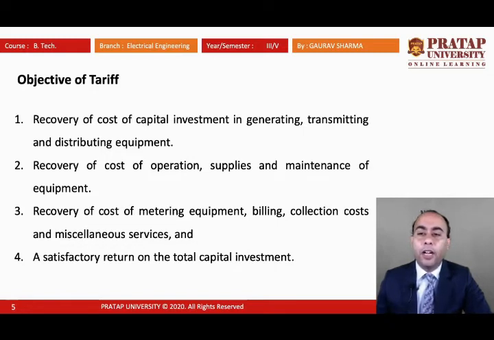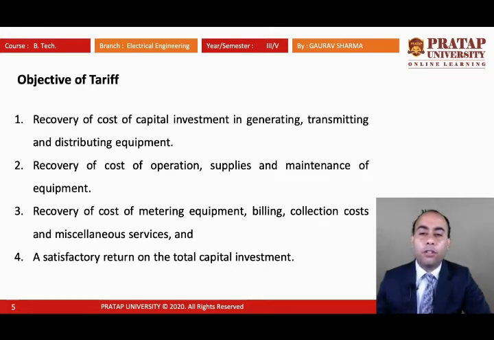Next is recovery of cost of operation, supplies and maintenance of equipment. For the maintenance purpose we have to check from time to time, we have to repair it, we have to supply the equipment, and we have the operation cost also, like for a thermal power plant we are using coal. So for each and every stage, each and every point, we have to recover the operating cost also, including maintenance cost and the supply cost.